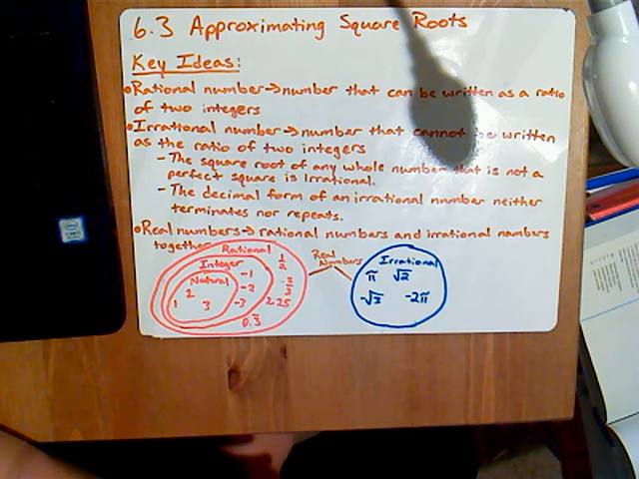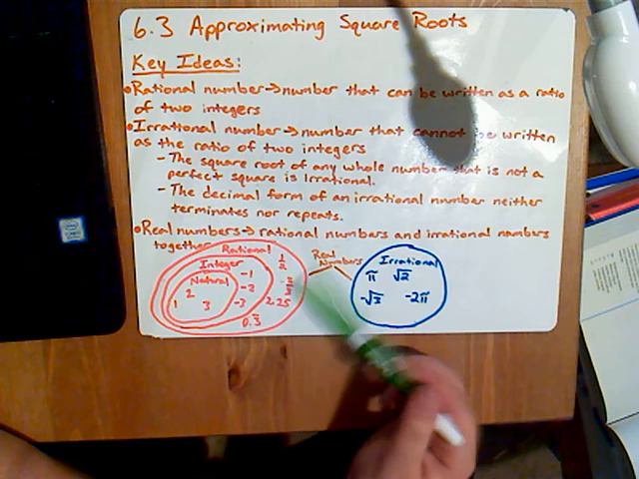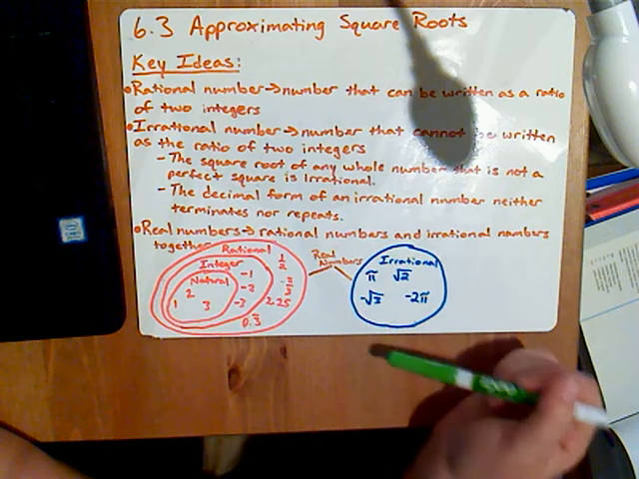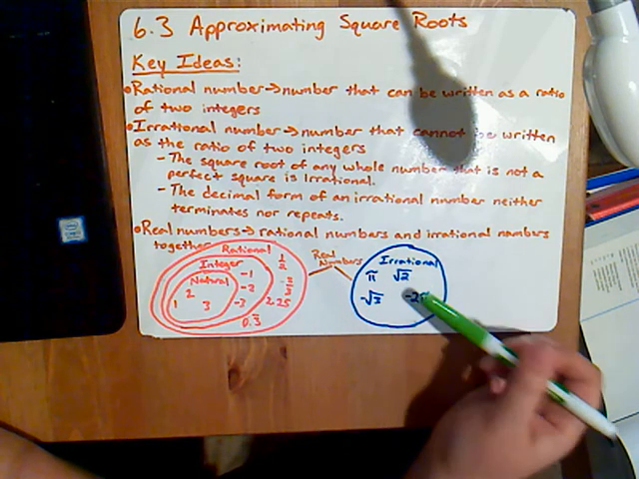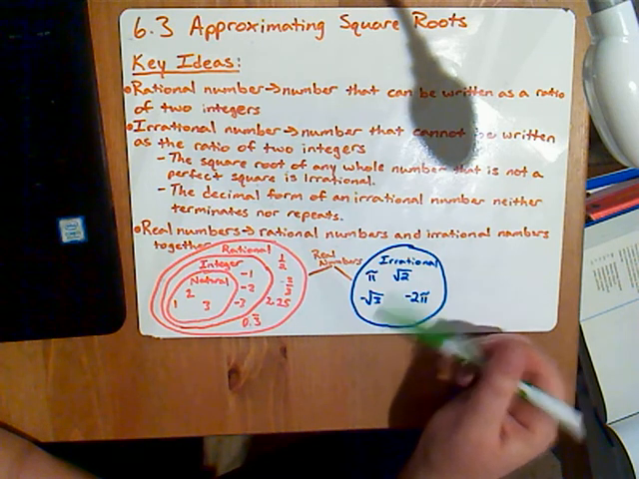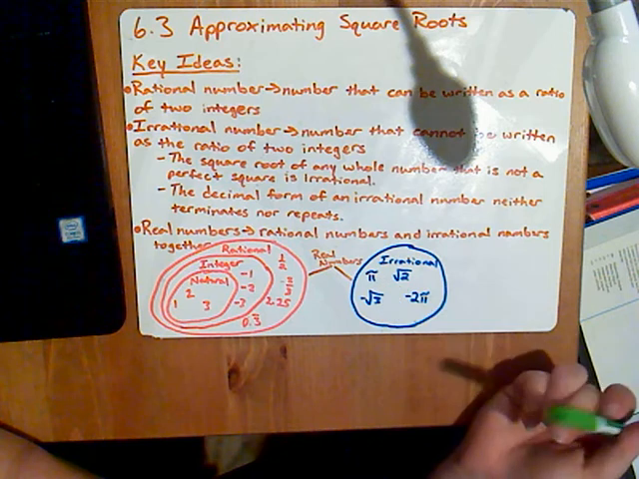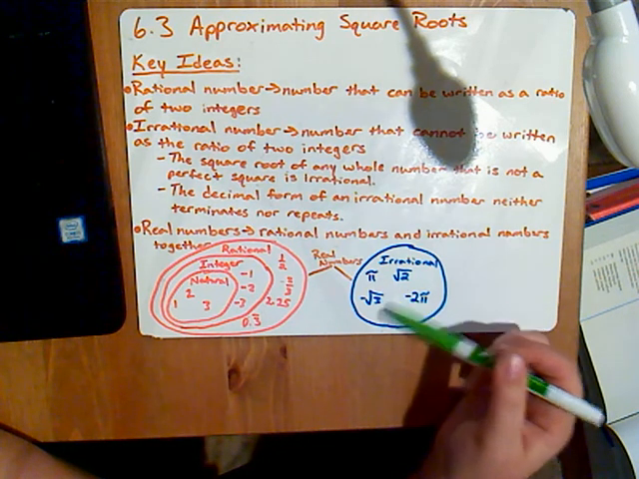And then we've got real numbers, and these are sets of numbers that include rational numbers and irrational numbers together. So if you look at the circles here, together you've got real numbers, and then in blue are your irrational numbers. So the square root of 2, negative 2 pi, the negative square root of 3 pi, those are all going to be irrational numbers.